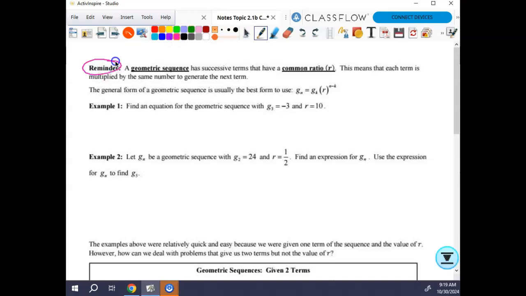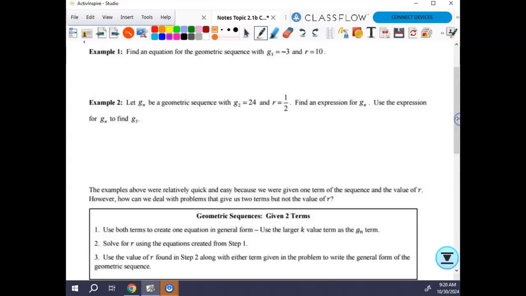So this is a reminder, which is really a reminder of what was on the front from earlier today. A geometric sequence has successive terms that have a common ratio, not a common difference. This means each term is multiplied by the same number to generate the next term. Okay, just like I said, you could have just taken half of each thing, or you multiply everything by 2, or whatever it is. All right, and then it says that the general form of a geometric sequence is usually the best form to use, and that's what I've already said. Just remember that one, and you got one thing to do. Okay.